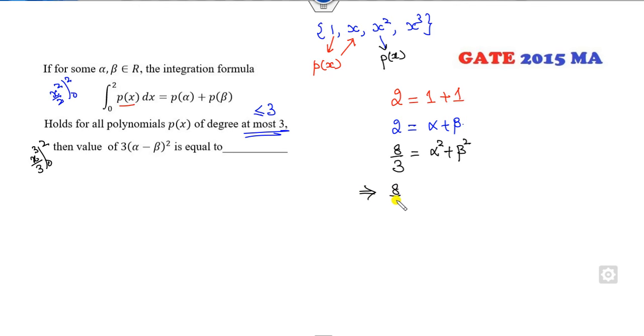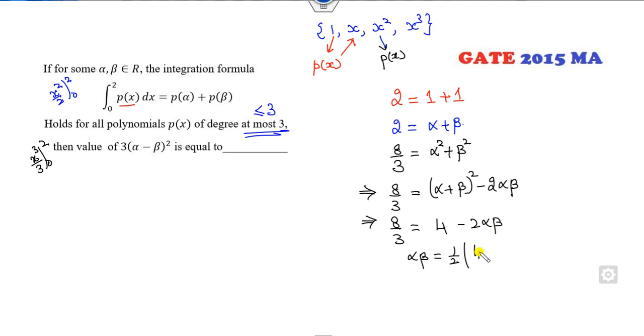So clearly it says 8 over 3 is alpha plus beta whole square minus 2 alpha beta. Fine. Now you can substitute the values. 8 over 3, it is my 4 minus 2 alpha beta. So what is my alpha beta? It is half of 4 minus 8 over 3. So 12 minus 8, 4, it's a 2 over 3.